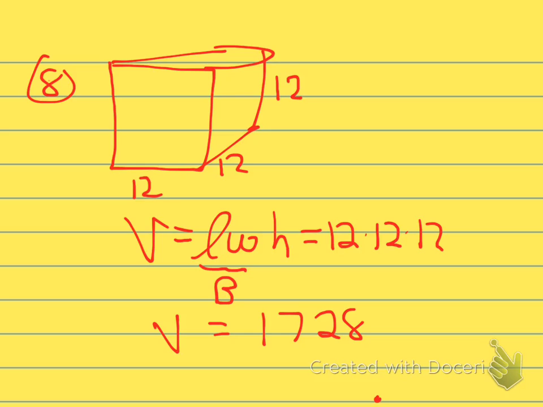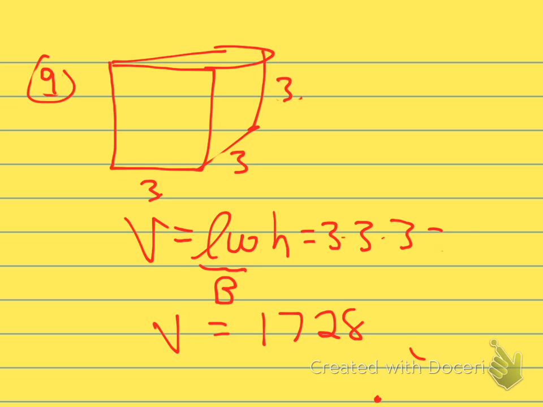Number 9 is almost an identical problem. I'm just going to erase and change some things here. We're dealing with a cube again. This time, instead of being 12s, it has an edge of length 3. So I'll put 3's there, change the problem number over here to 9, and we'll be good to go. Well, for volume, I could just use length times width times height again, and so it's the same as last time, except instead of 12 times 12 times 12, it's 3 times 3 times 3, which is 27.